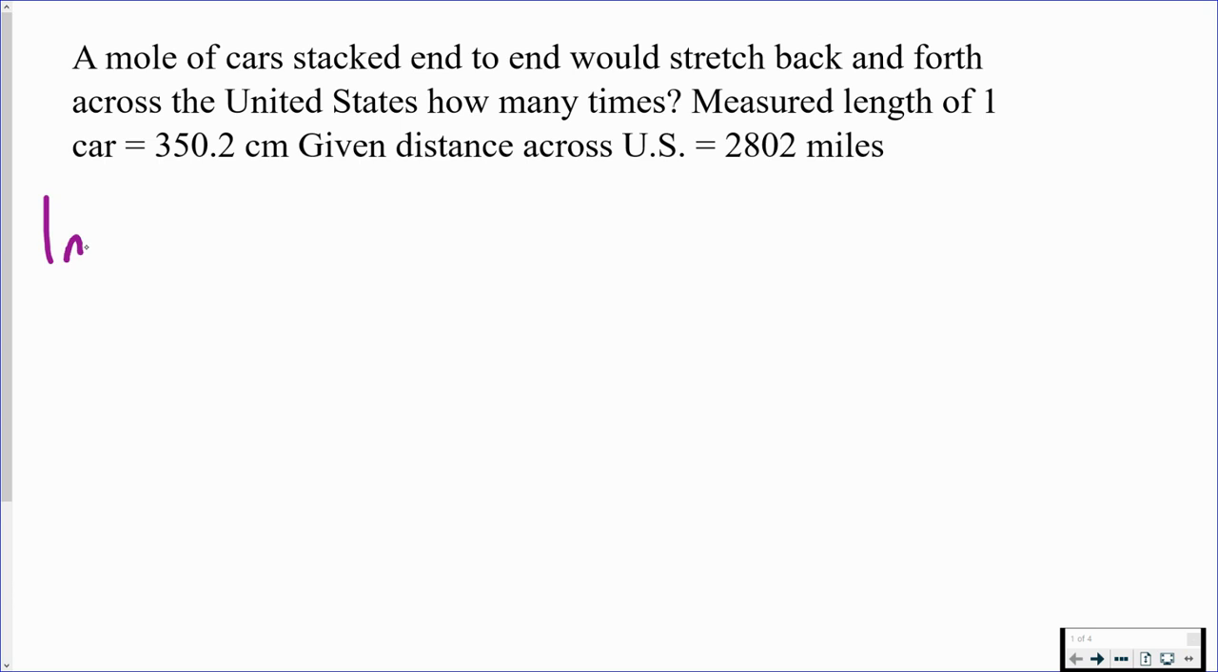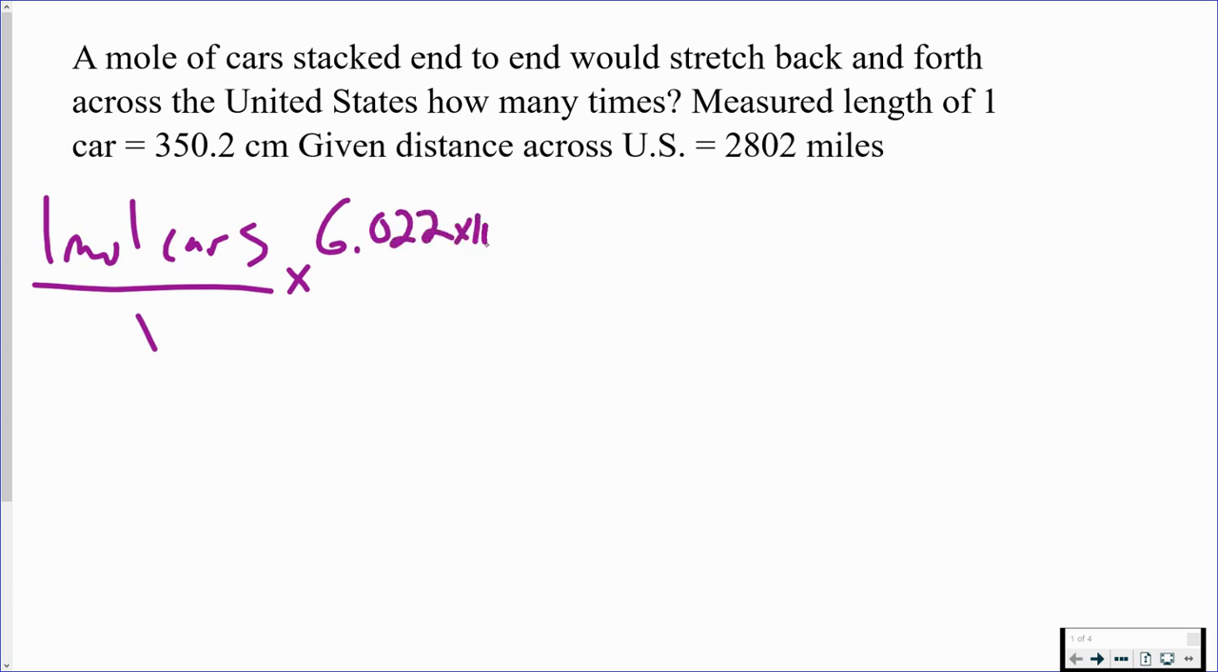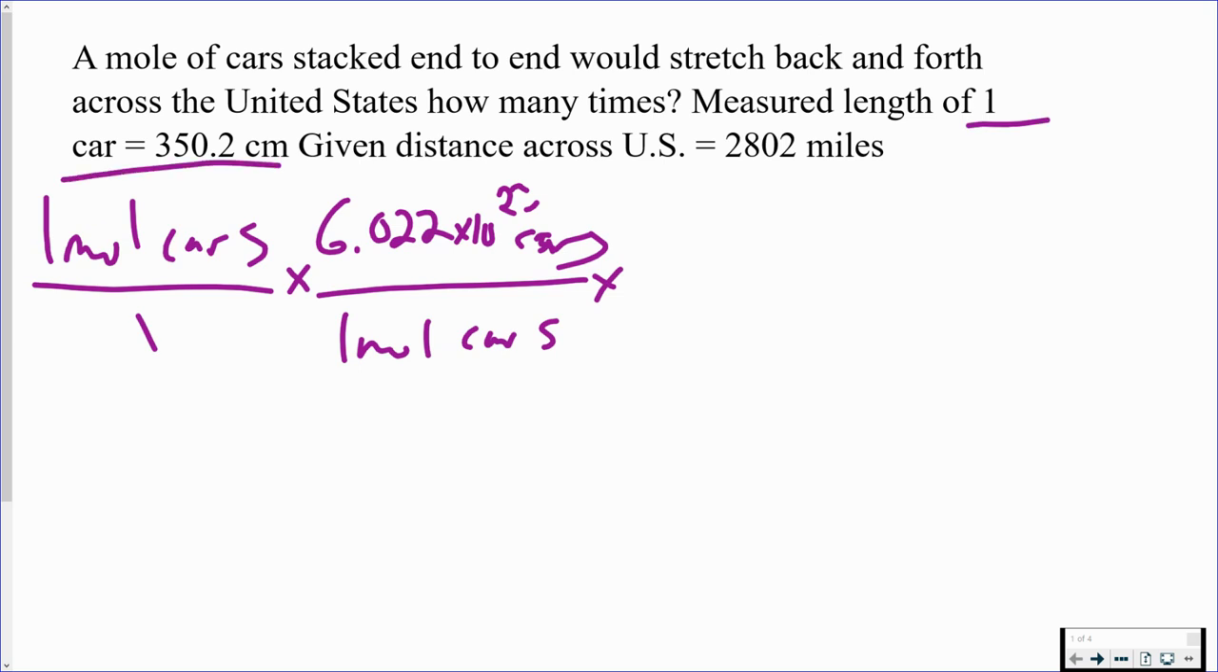We're going to start with one mole of cars over 1. Well, that's great and all, but we need to know how many cars are actually in that mole. Well, there are 6.022 times 10 to the 23rd cars in one mole of cars. Well, now that I have the number of cars, I would really like to get into length. That's probably why they told me the length of a car. Well, that means I get 350.2 centimeters per one car.